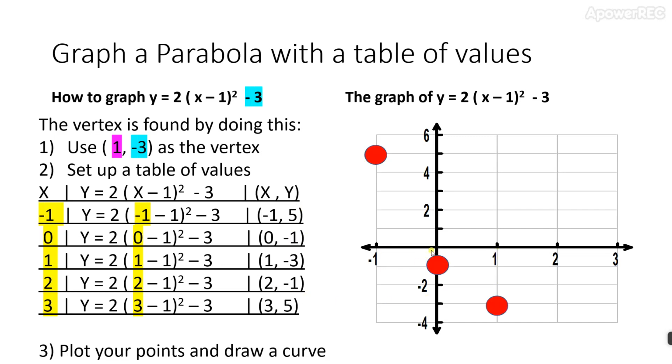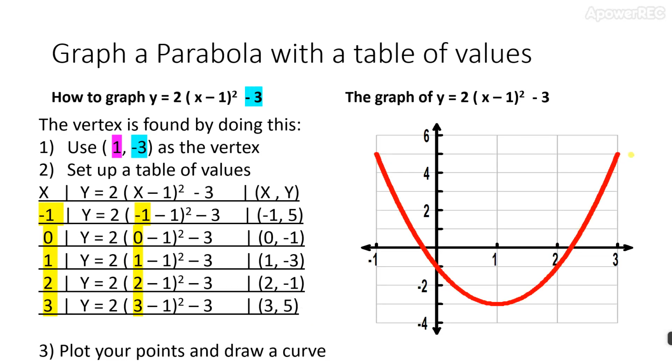2 comma negative 1, start at the origin, go 2 to the right, 1 down. 3 comma 5, start at the origin, go 3 right, 5 up. And now draw a curve, and it should look like this.